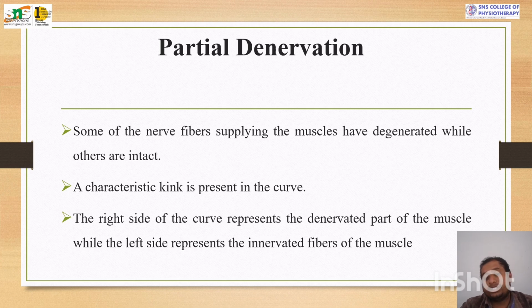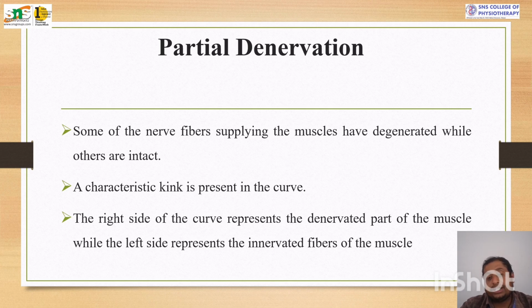The flexor digitorum superficialis is a two-part muscle. One part is supplied by the ulnar nerve, the other is supplied by the median nerve. If the nerve is cut in the ulnar part, then only the ulnar part is affected, and only the action of the ulnar part of the flexor digitorum superficialis is affected. Then we can assess it with this partial denervated SD curve. In this, there is a kink-like structure, which divides the denervated and the innervated parts.